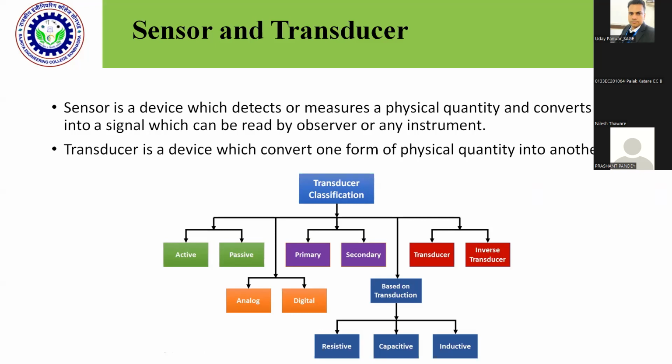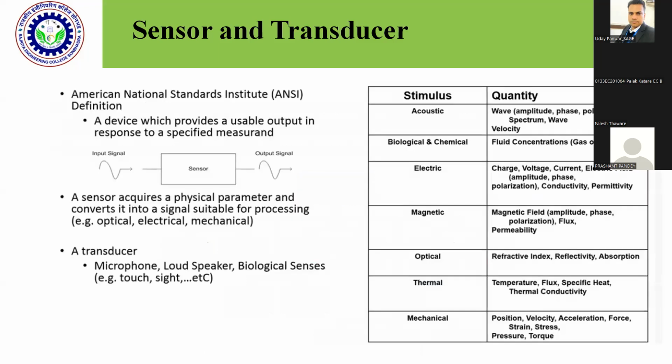Then, based upon what kind of properties it has: resistive, capacitive, or inductive. It can be of different types. So according to the American National Standards Institute, the sensor definition is a device which provides a usable output in response to a specified measurand.